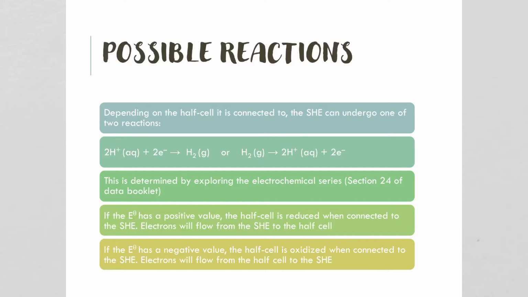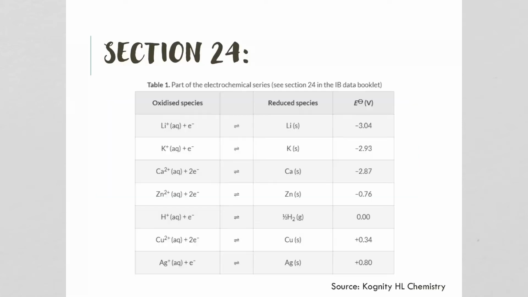So if the E has a positive value, the half cell is reduced when it's connected to the standard hydrogen electrode, and the electrons will flow from the electrode to the half cell. If the E has a negative value, the half cell is oxidized when connected to the standard hydrogen electrode, and the electrons will flow from the half cell to the standard hydrogen electrode.